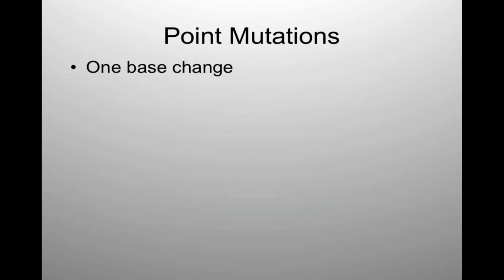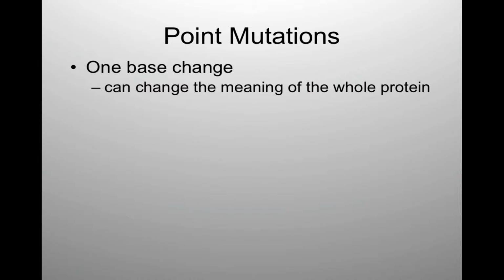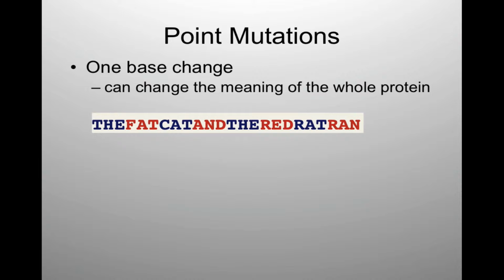So let's take a look at an example of this just using words and sentences, which would represent the genes and the proteins. Let's take a look at one base change here, again meaning it could potentially change the whole meaning of the protein. Let's say we have this gene here, and let's break it out into its three bases, or the codons, very similar to what we did with the messenger RNA. If you read this, it says: the fat cat and the red rat ran.